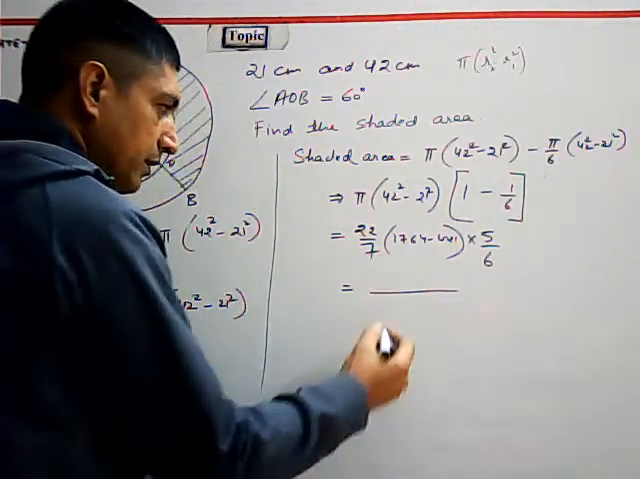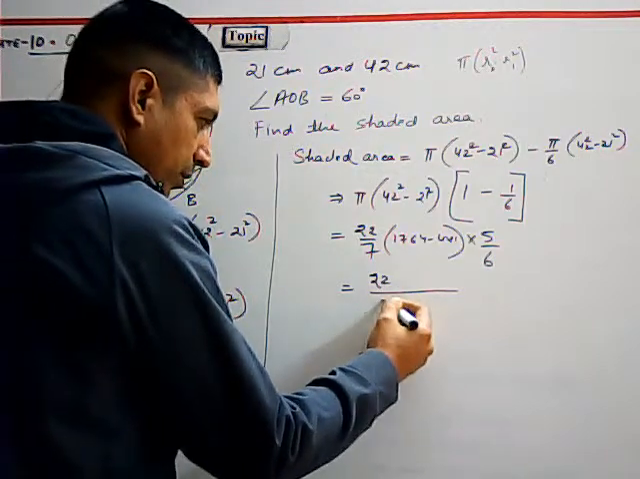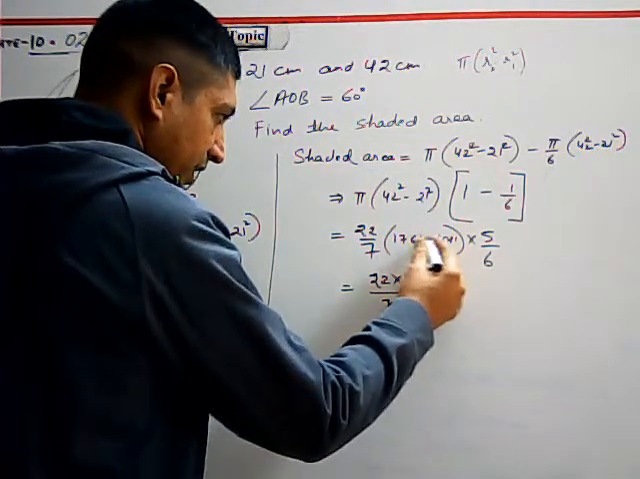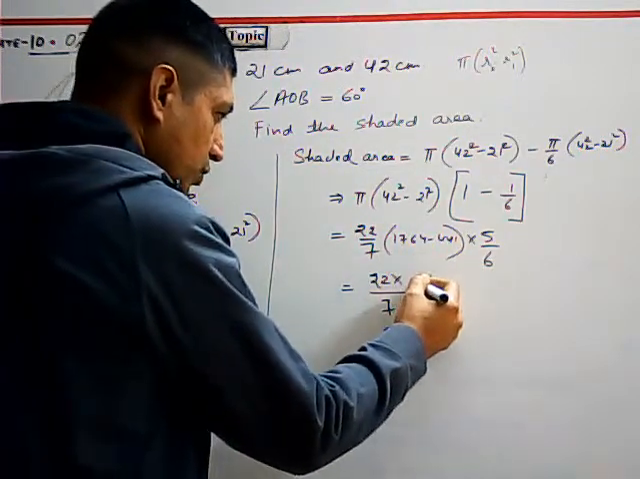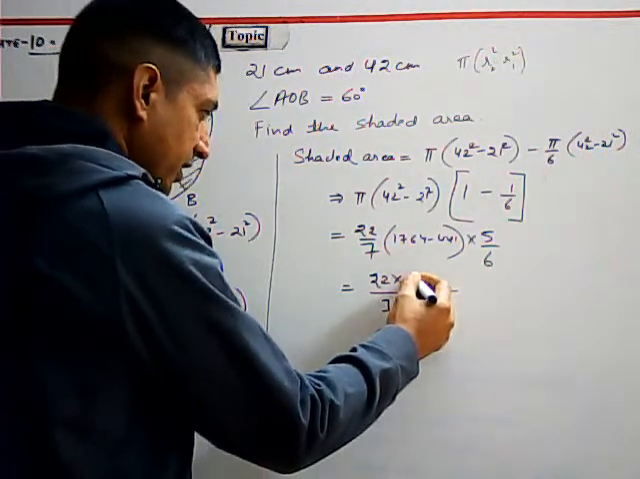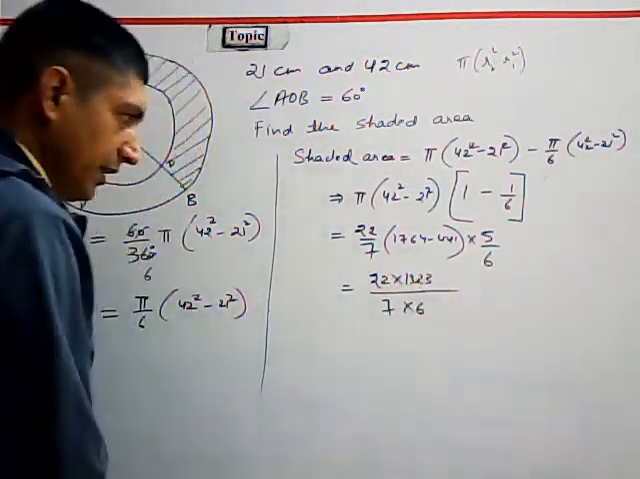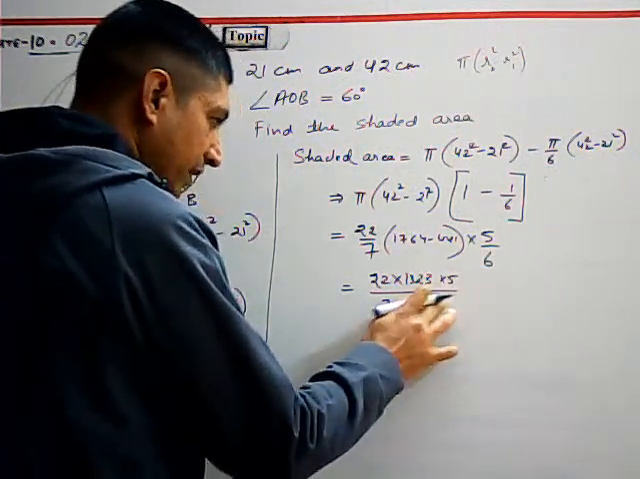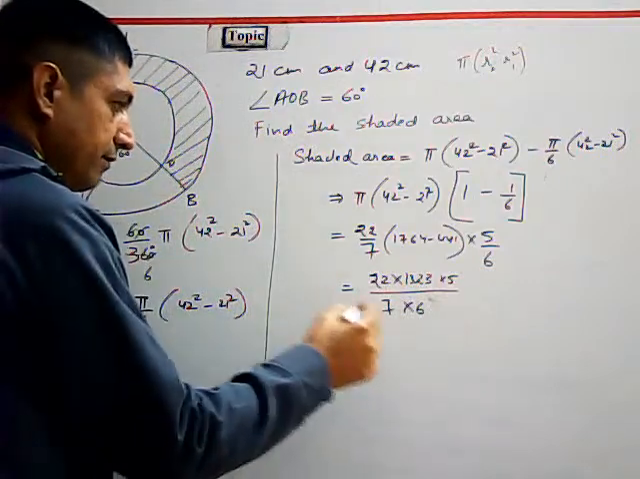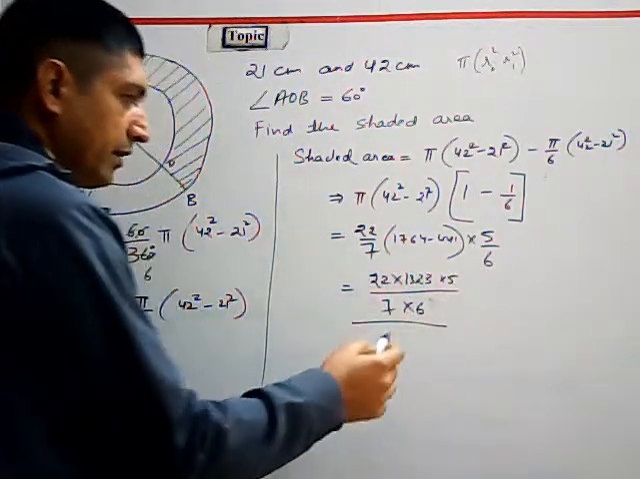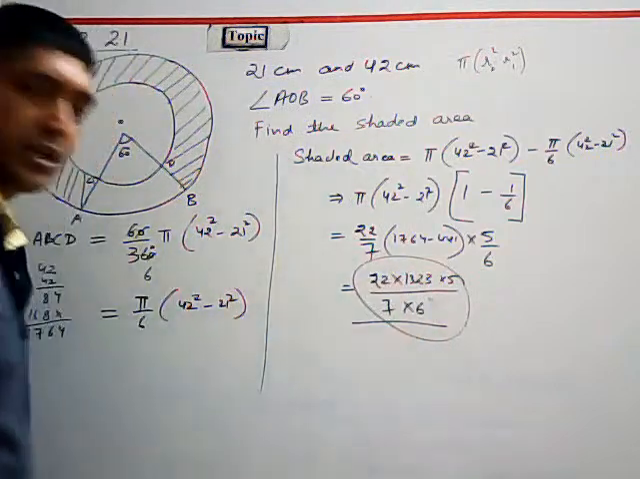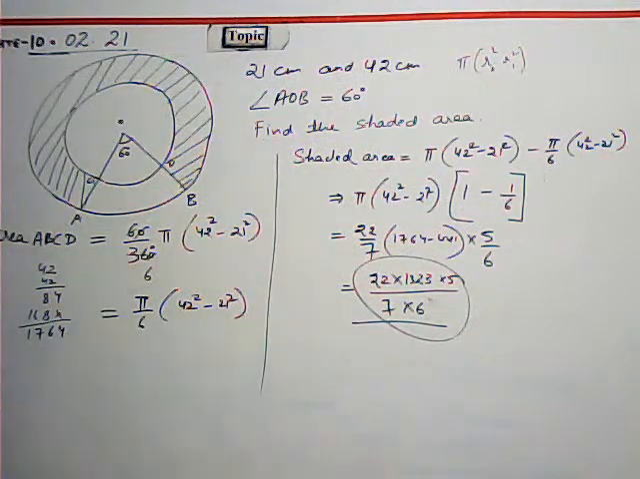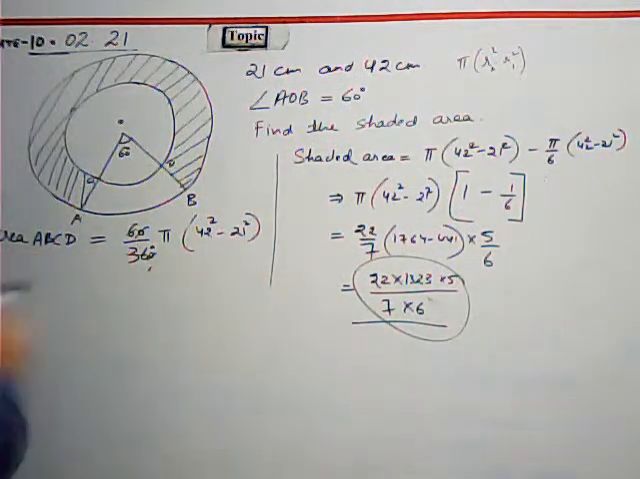So here that is 22 upon 7 into 6 multiply by 3 here. So it is 2 here and again 3, right? Into 5 by 6. So 5 here. So we will solve it, okay? And this is the shaded area in terms of centimeter square, okay? So if you want to calculate, we can solve here.